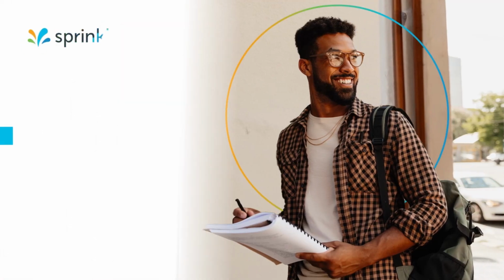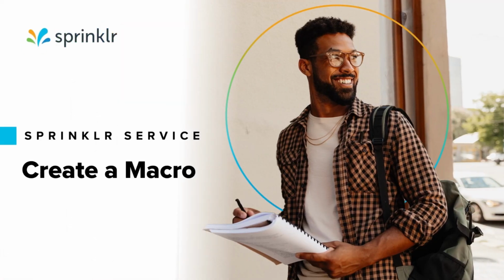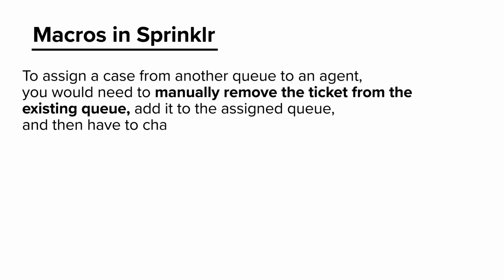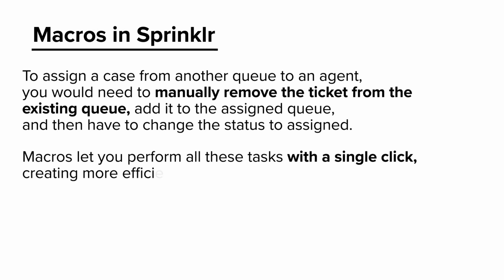In Sprinklr, you can use macros to help you execute multiple actions or tasks with a single click, removing redundancies in your workflows. Agents often need to perform many actions repeatedly in their daily workflow. For example, to assign a case from another queue to an agent, you would need to manually remove the ticket from the existing queue and add it to the assigned queue, and then have to change the status to assigned. Macros let you perform all these tasks with a single click, creating more efficiencies in your workflow.